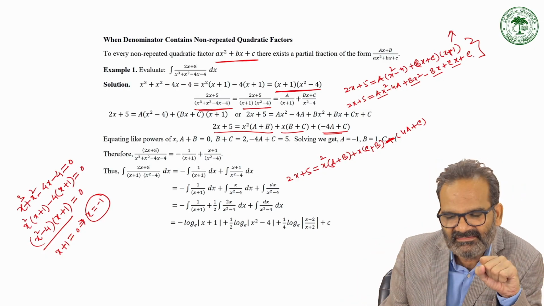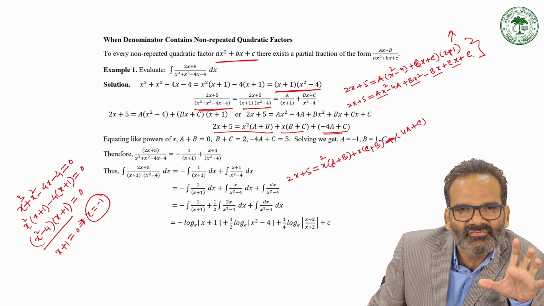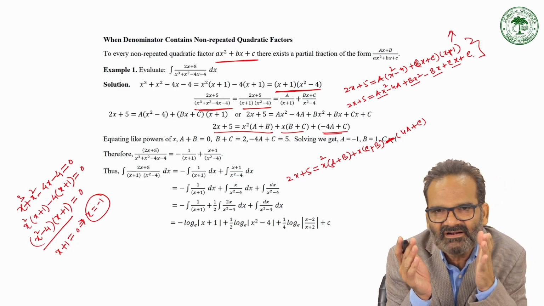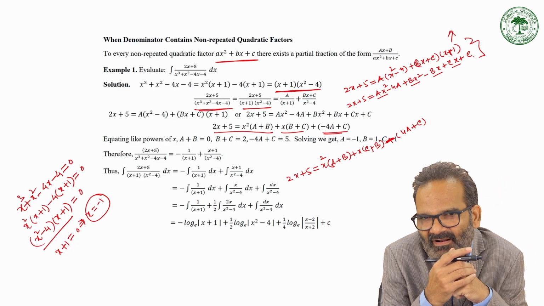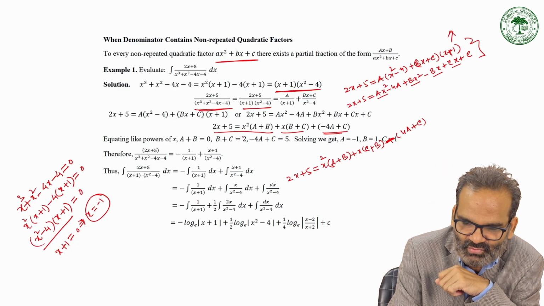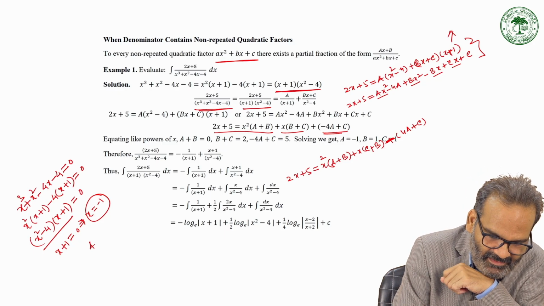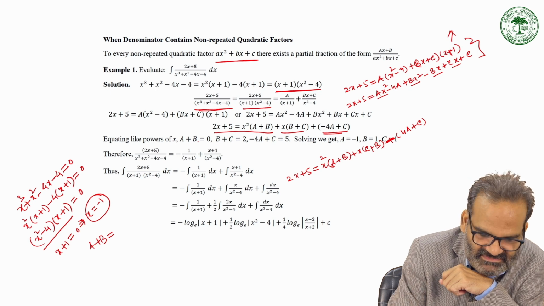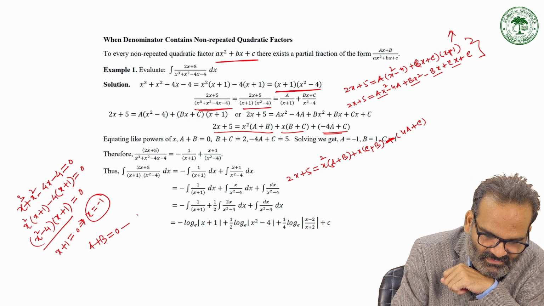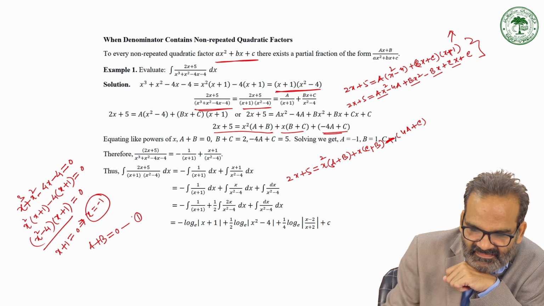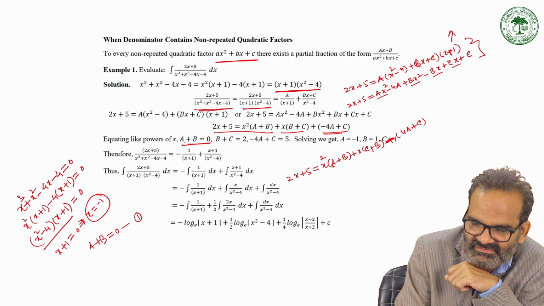Now after having this, we will compare the like powers of x on both sides. So start from the highest power. The highest power of x on the right hand side is 2. So what will we get? The coefficient of x power 2 here is a plus b, and on the left hand side, the coefficient of x square is 0. So the first equation is a plus b equals 0.